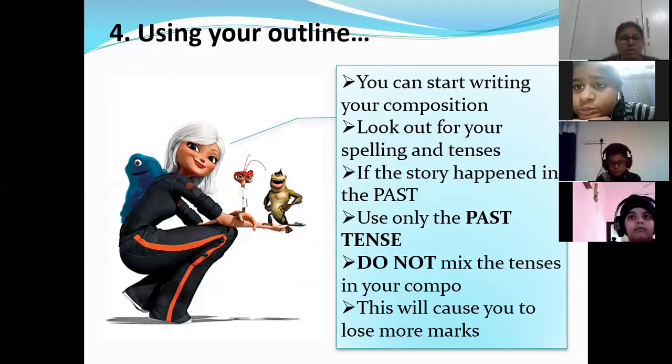If the story happened in the past, you should use only the past tense. You should not mix all the tenses in your composition, like present also you are writing, past also you are writing, future. Only use one tense. Why? Because if you mix all the tenses, what will happen? You will lose your marks and the story format will not come out proper either.